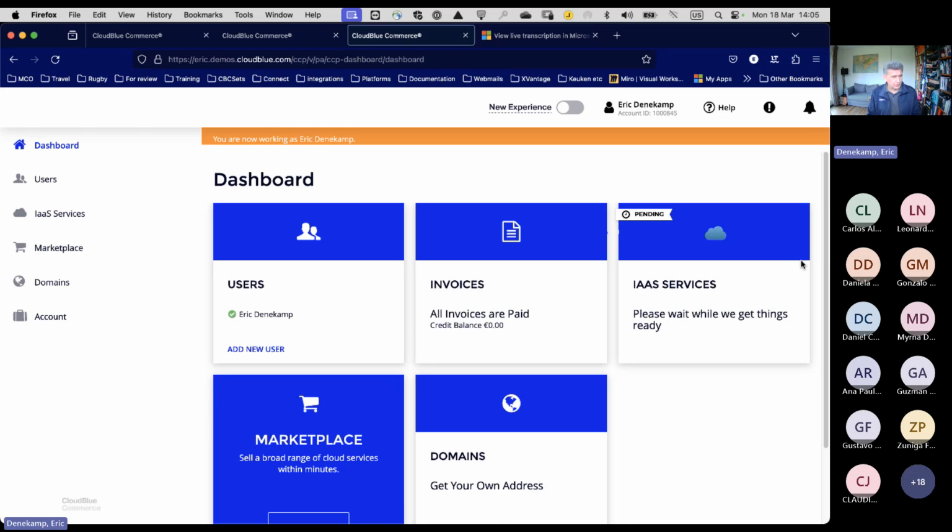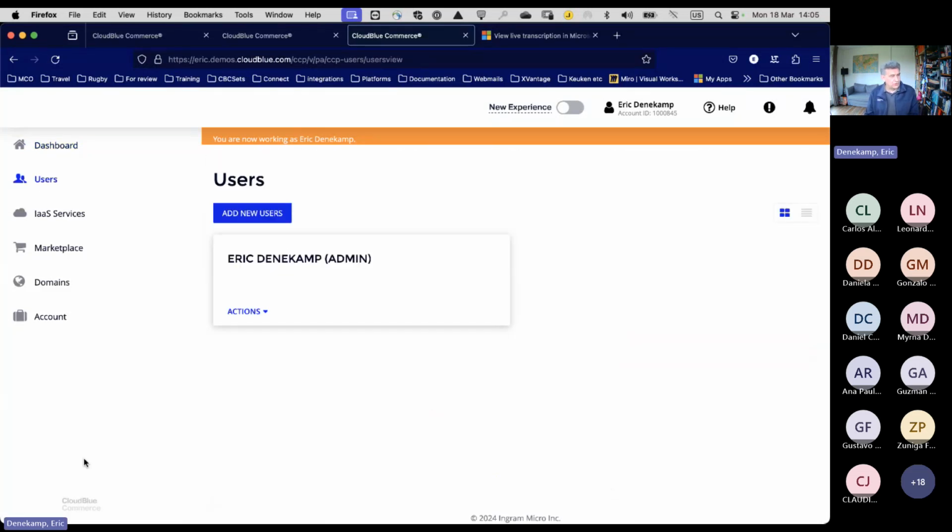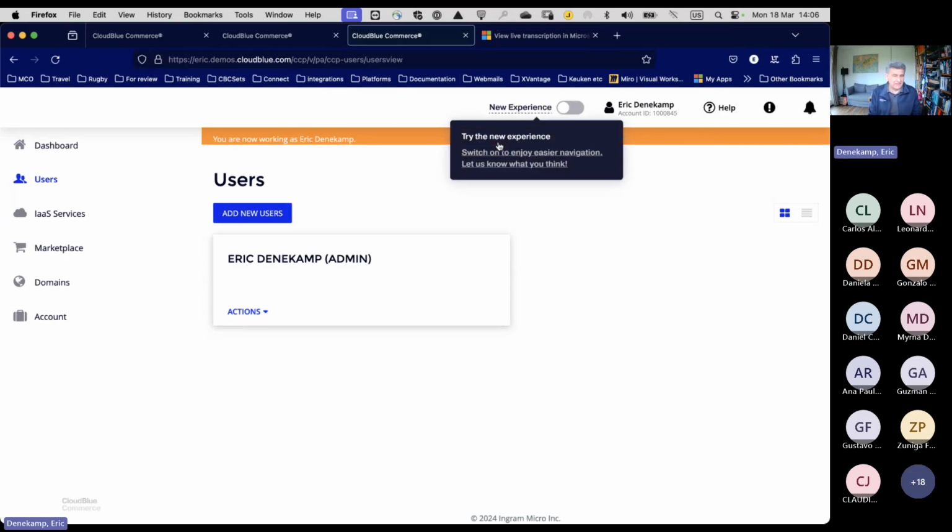So this is the dashboard of my customer. Customer has some IaaS services that he ordered. He can see which users are there, but you see no link to a classic panel anymore. So this is the end customer. And as I said, the end customer here does not have the classic experience anymore. It's not needed.